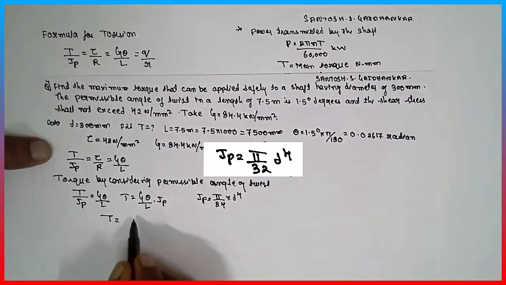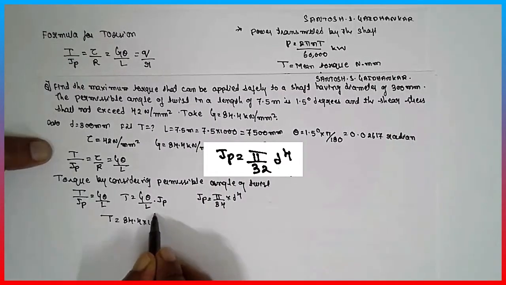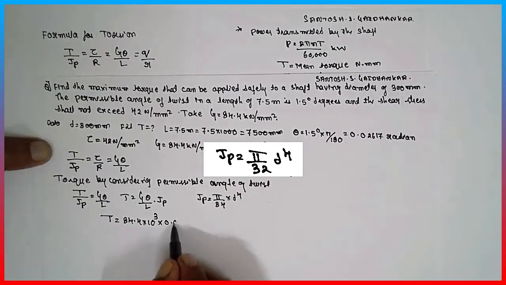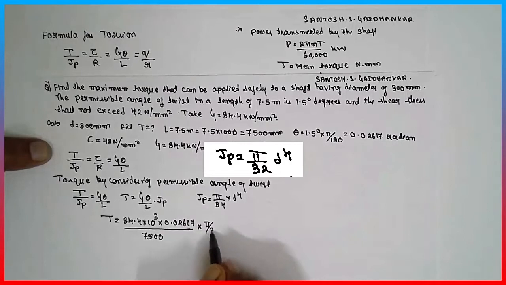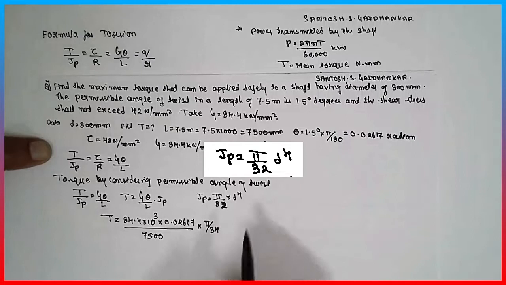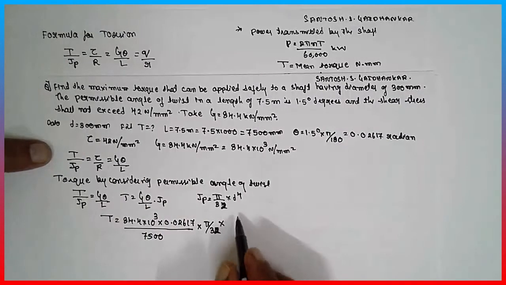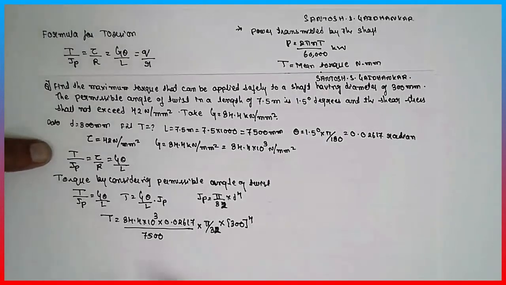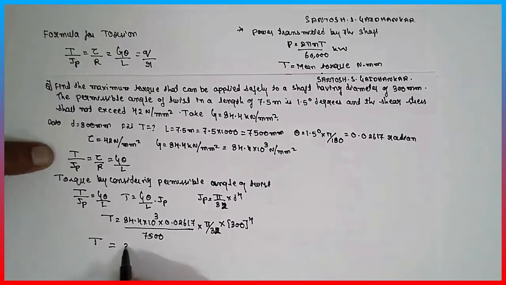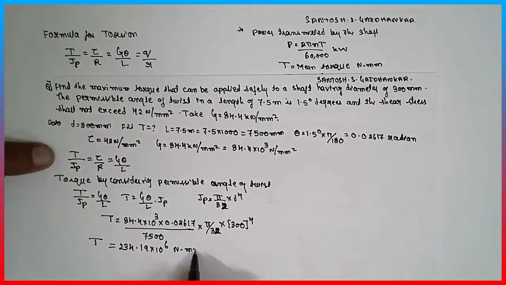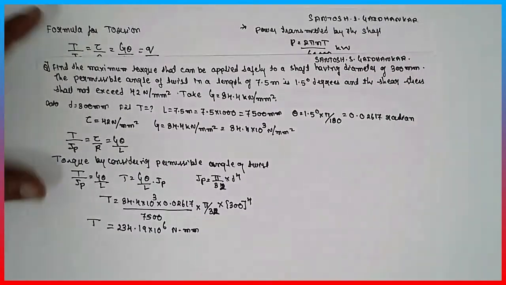Now T is equal to G value, 84.4 into 10 raised to 3, theta value 0.02617, divided by L, 7500, into pi divided by 32 into d raised to 4. It is 32, not 34, okay? Pi divided by 32, the diameter is 300 raised to 4. If you calculate, the answer is T equal to 234.19 into 10 raised to 6 Newton mm. Torque has to be expressed in terms of Newton mm.